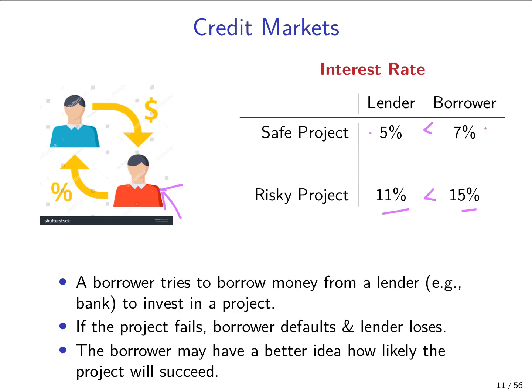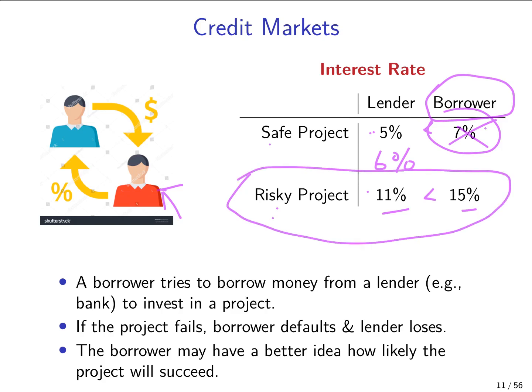The problem, though, is that only the borrower knows whether they have a safe project or a risky project. So not knowing whether the potential borrower has a safe or risky project, the lender is only willing to charge the average of these two. So that's 6%, but then with 6%, the borrower with a safe project would say, no, I'm not going to borrow. And for that reason, we are left with risky projects in the credit market, and we have a market failure in the credit market.